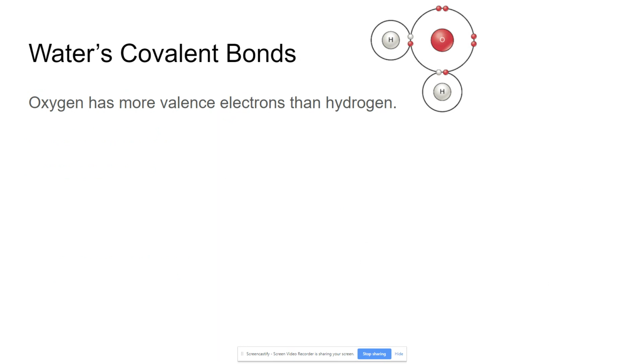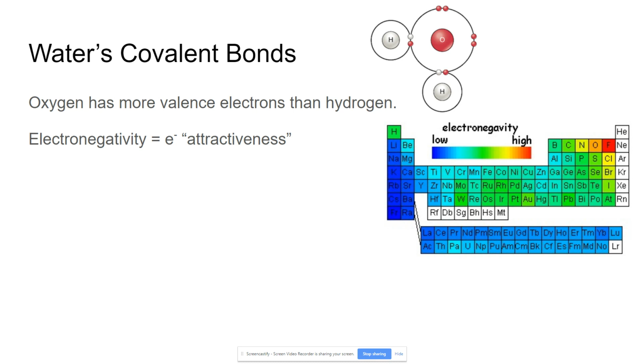So we've already established that oxygen has more valence electrons than hydrogen. It's got 6, whereas hydrogen only has 1. And so another property of atoms that we need to think about, aside from their number of valence electrons, is their electronegativity. How attractive are they to electrons? Do they pull electrons close to their nucleus, or do they sort of keep them at arm's distance in their orbitals? And so we can look at electronegativity on the periodic table.